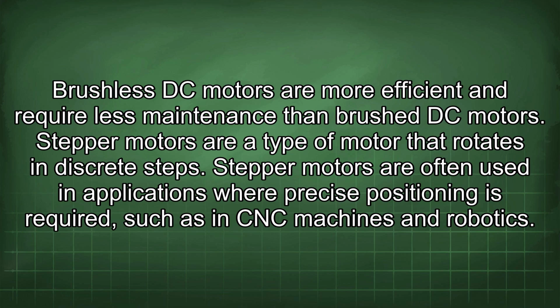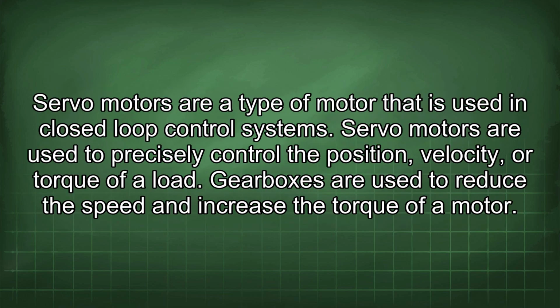Stepper motors are a type of motor that rotates in discrete steps. Stepper motors are often used in applications where precise positioning is required, such as in CNC machines and robotics. Servo motors are a type of motor that is used in closed-loop control systems. Servo motors are used to precisely control the position, velocity, or torque of a load.